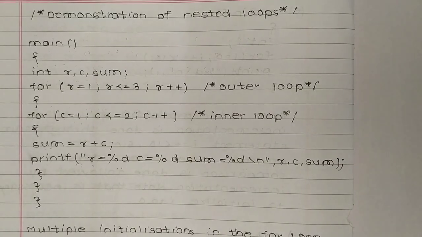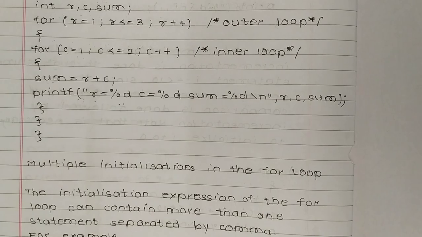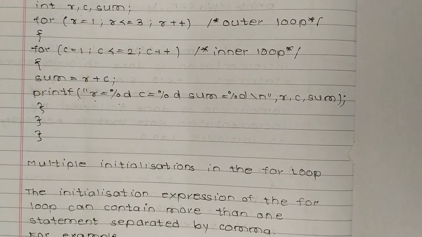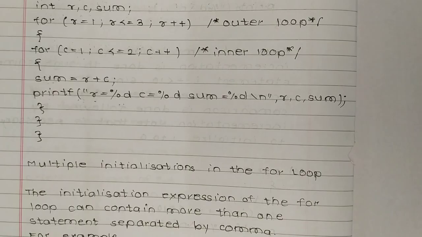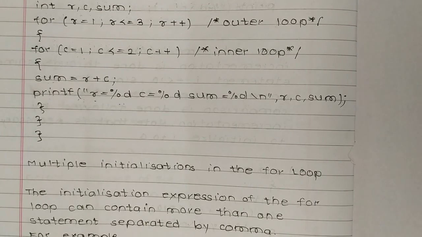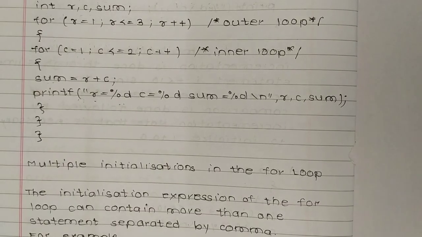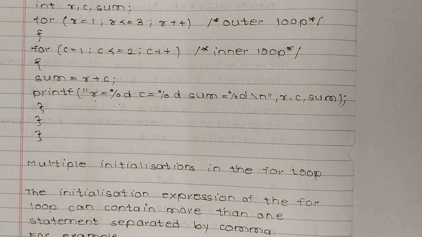Now sum = r + c; So we are adding r plus c. printf("r = %d, c = %d, sum = %d\n", r, c, sum); So this is a program for nested for statements, that means for statements are nested here in nested loops.